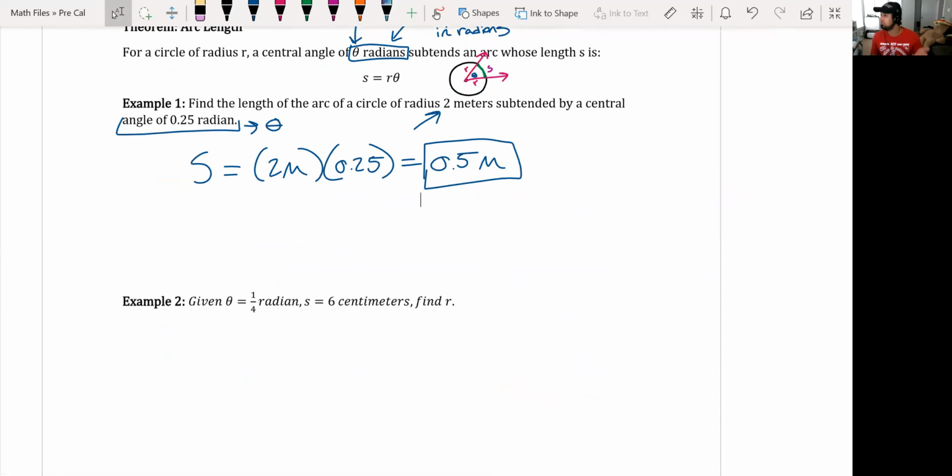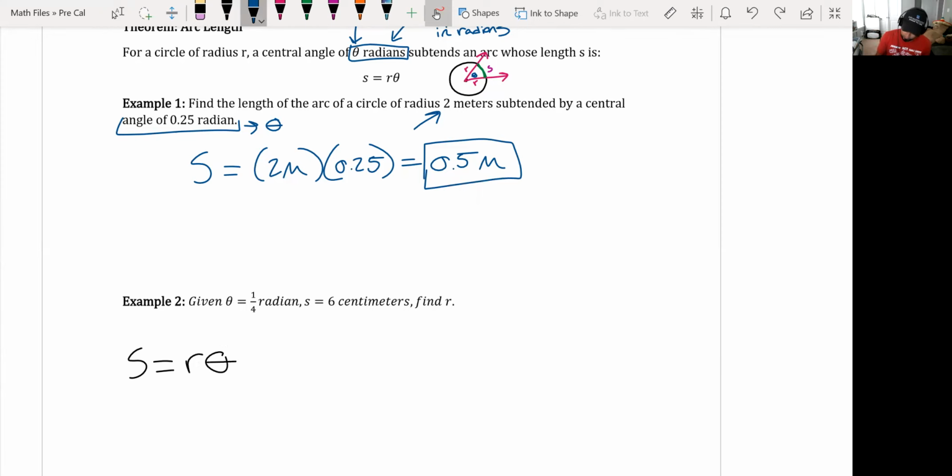And then number 2, same exact thing. Given theta is 1/4 radian, and given S is 6 centimeters, find R. So this time, they're giving us the arc length, they're giving us theta, and now we have to find the radius. So for these ones, S equals R theta. It wants us to solve for R, so I like to rearrange in terms of R. So to solve for R, all we have to do is divide by theta.